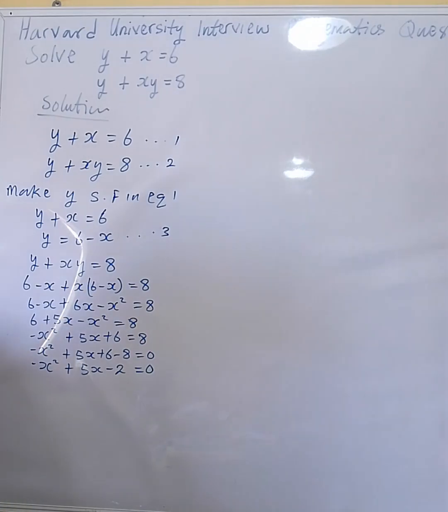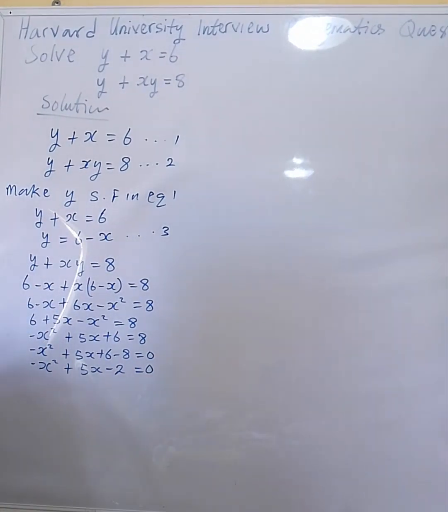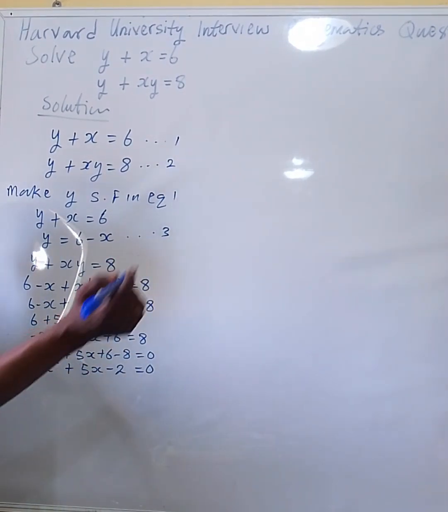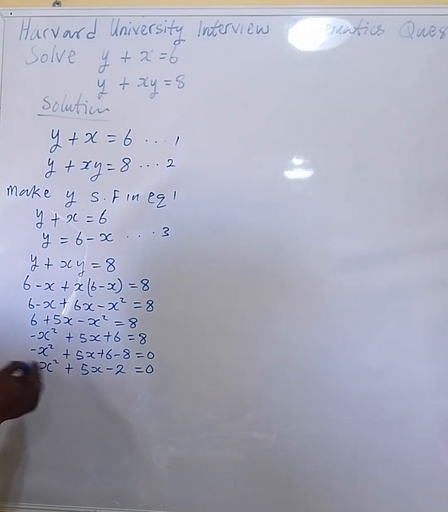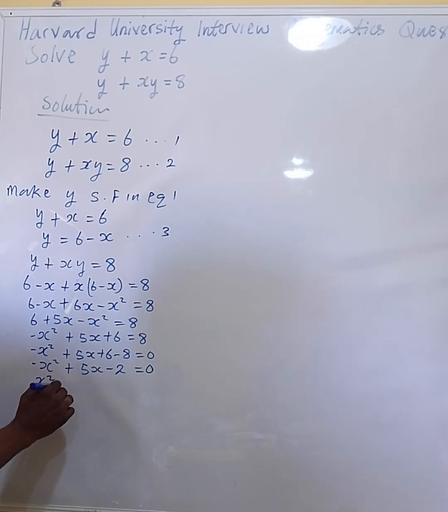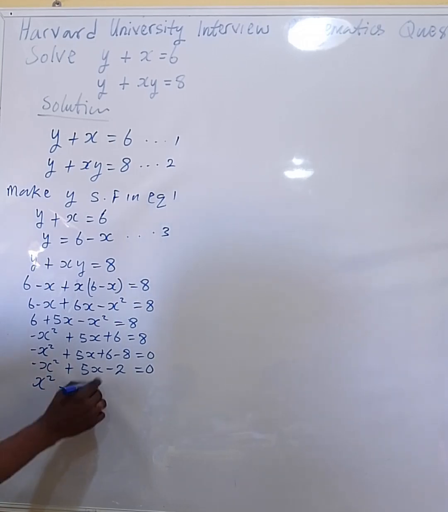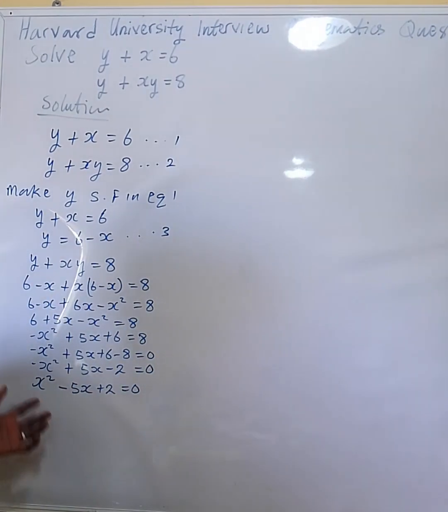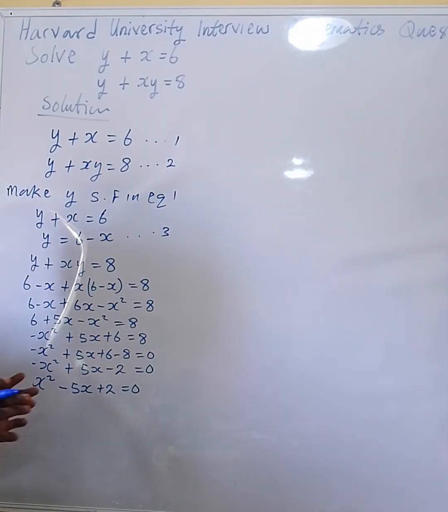Now we arrive at a quadratic equation. Before we solve it further, this minus x squared, we have to think of how to eliminate this negative from our x squared. Which means you say multiply all through by minus 1. So it will give us minus times minus, we turn this one to plus x squared, minus times plus is minus 5x, minus times minus is plus 2, everything equals 0. Now this one is a quadratic equation.